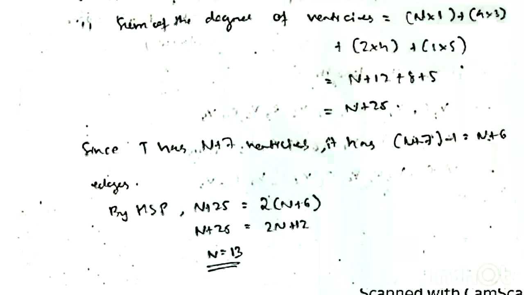By the handshaking property, we can write the sum of the degrees of the vertices is equal to 2 times the number of edges, okay. So there are 13 leaf nodes present in the tree.